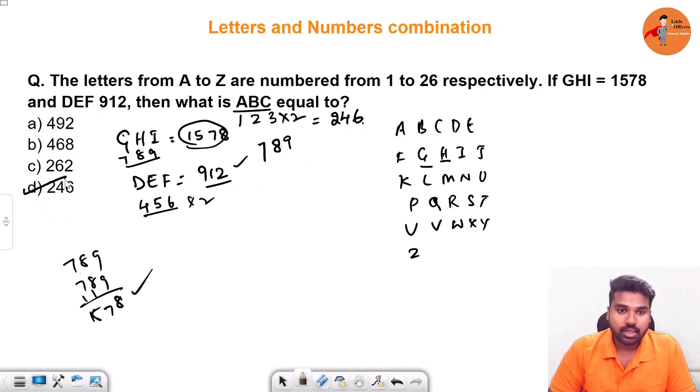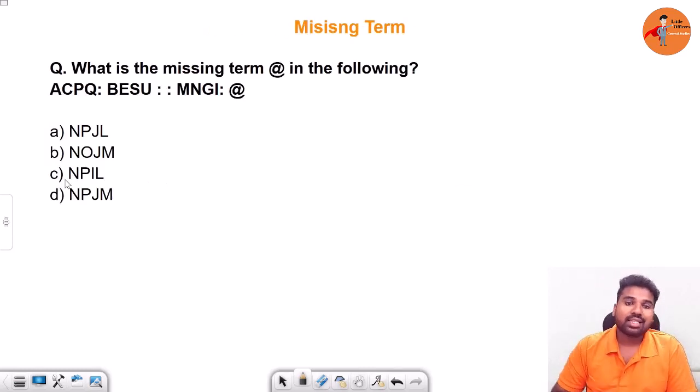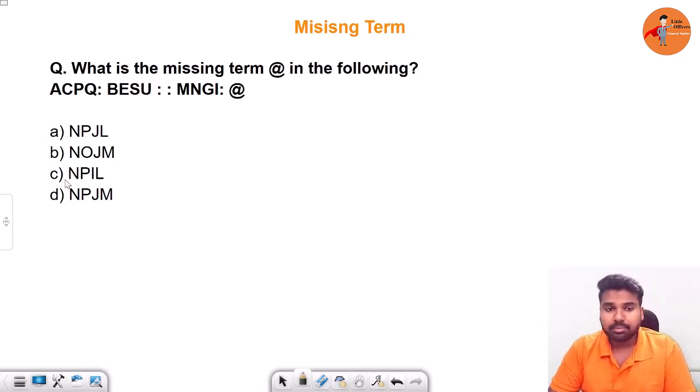So simple. This is another variety of letter and number combination that has been asked. In 2023, and even before that, a letter and number combination was asked. You do practice that. Then the missing term, same as what we have seen earlier. You need to find the relation between those two, then obviously you will come to the missing term.